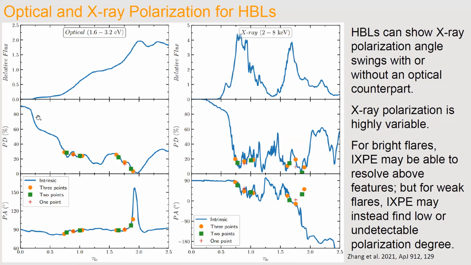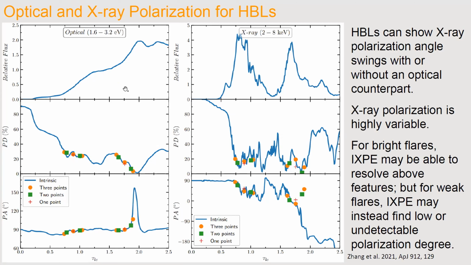And this also leads to an interesting implication that we may see strong polarization variations in the X-ray band for high frequency peak HBLs. In this plot, we compare the optical and X-ray signatures. We have several simulations available, and the X-rays can show angle swings with or without optical counterparts. Also, the X-ray polarization is much more variable than the optical band. However, this may raise troubles for IXPE because if the variation is too strong, it may not be able to resolve it.